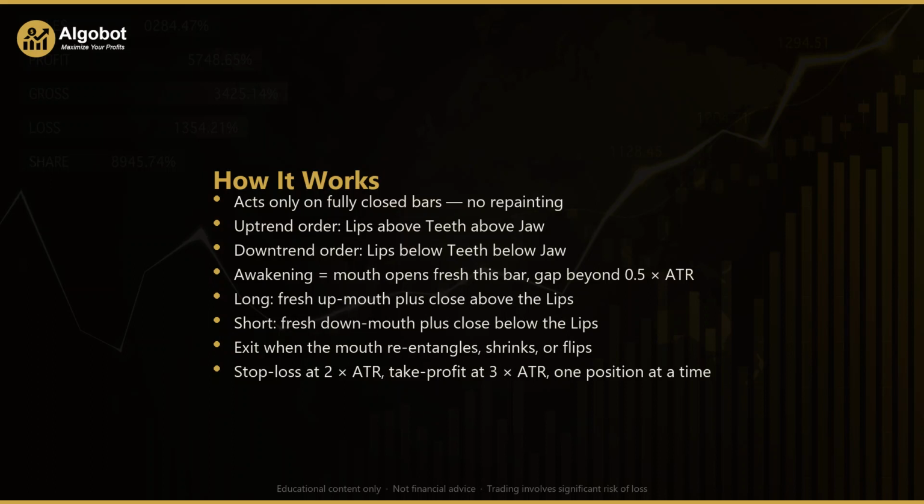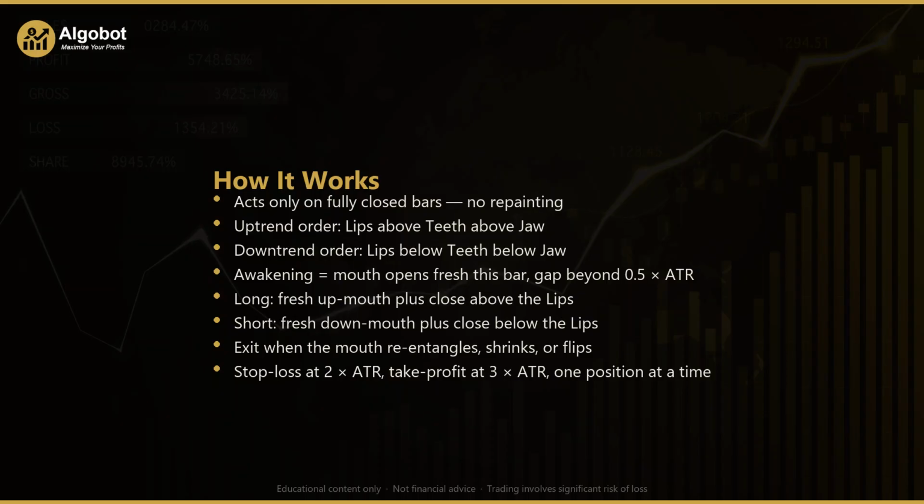But order alone isn't enough. The strategy also measures the gap between the lips and the jaw, which represents how wide the mouth has opened. That gap has to be larger than the separation ATR multiple, which defaults to 0.5, multiplied by the current ATR. This makes sure the mouth has opened by a meaningful, volatility-adjusted amount, and not just a tiny flicker.